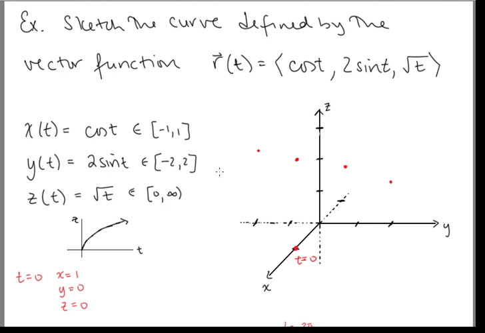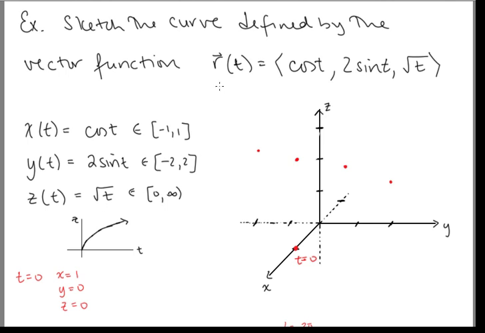In order to sketch this curve, we first want an idea of what kind of values we're going to get for x, y, and z. For x(t) equals cosine t, the values oscillate between -1 and 1, so the x values of all points on the curve are in this interval. Similarly, the y values are always between -2 and 2. The z values go from 0 off to infinity. But because we're dealing with radical t, we have a restriction on our domain: we can only take t values greater than or equal to 0.